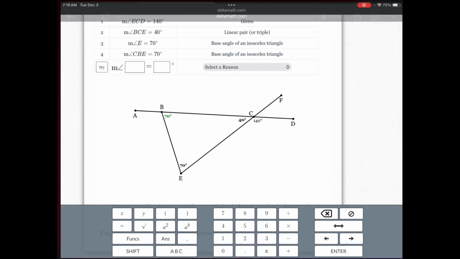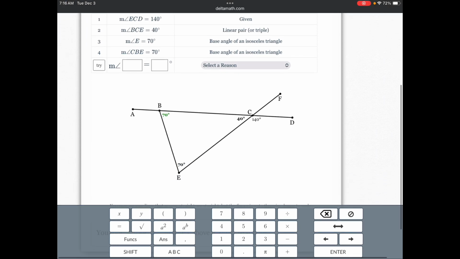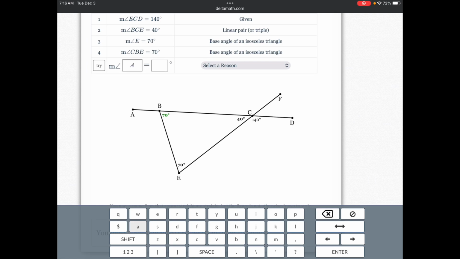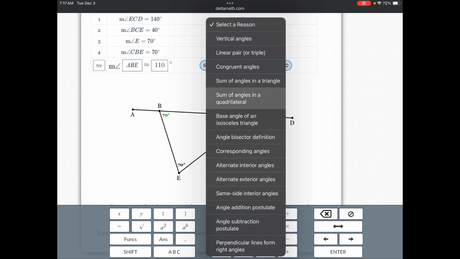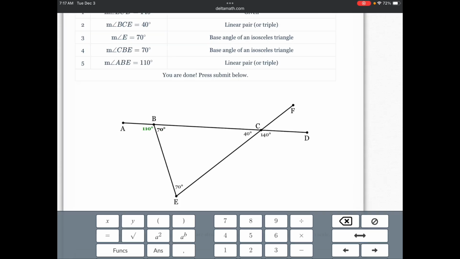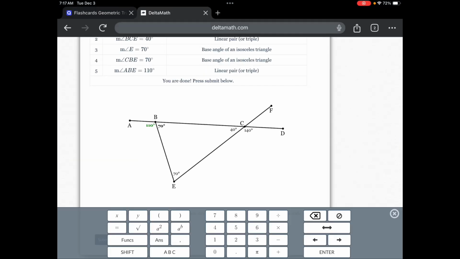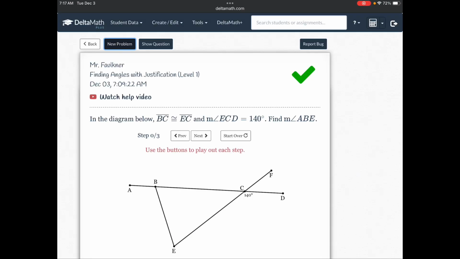So I think I'm ready to wrap this thing up here. They wanted angle ABE, and I think we have it, right? So I'm going to type in angle ABE. That is going to be 180 minus 70, which leaves 110 degrees, and I know that's true because that's a linear pair. So I click try. I'm very happy when they say you're done. Please press submit, and there we go, we get our points.